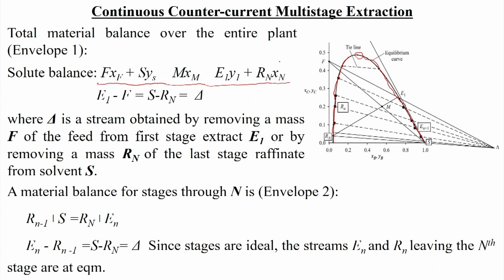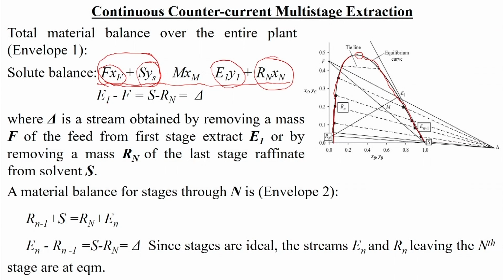So, in the first stage we have the feed solute F xf, and S ys in the last stage. Then the extract is coming out from the first stage with E1 y1, and the raffinate is exiting from the last stage, with the solute amount Rn into xn.